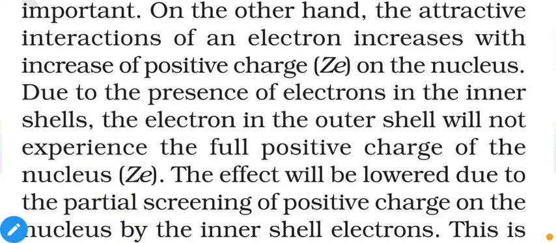If the nuclear charge of the proton or nucleus increases, that means more positive charge is filled inside the nucleus, and that's why a stronger attractive interaction will be observed between the protons and electrons. So attraction towards the electrons increases. So Ze represents the positive charge on the nucleus. Due to the presence of electrons in the inner shell, the electron in the outer shell will not experience the full positive charge of the nucleus, Ze.